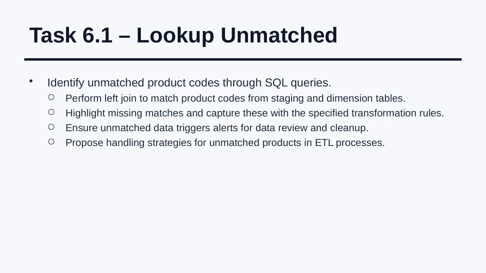This step is crucial because any unmatched data can indicate gaps or errors in the data pipeline, so we set up alerts to flag these issues for timely review and cleanup. To manage these unmatched products effectively, we also propose strategies within the ETL workflow, such as assigning default values, routing records to error tables, or triggering manual interventions, all aimed at maintaining data quality and ensuring accurate reporting. This approach helps prevent downstream problems and keeps the data warehouse reliable for analysis. Next, we'll look into how transformation validations ensure data consistency during the ETL process.